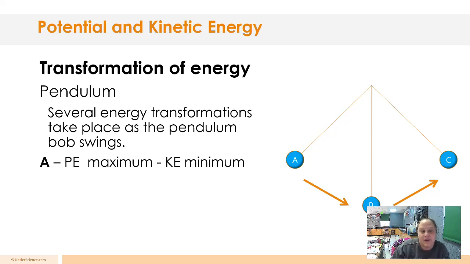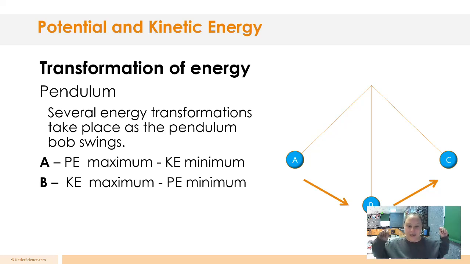A is where potential energy is at its max because you're holding that ball up in the air before you let it go, kind of like a swing set. If you pull that person back up and before you let them go, it's at its potential energy maximum.